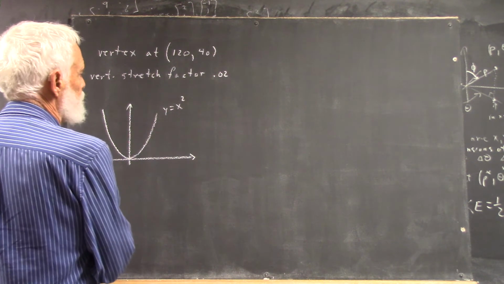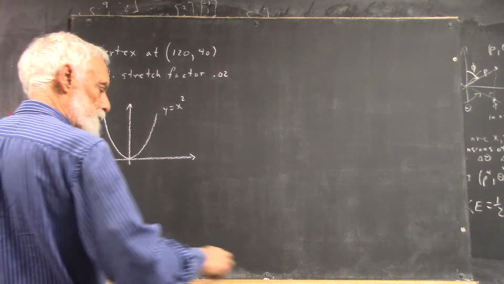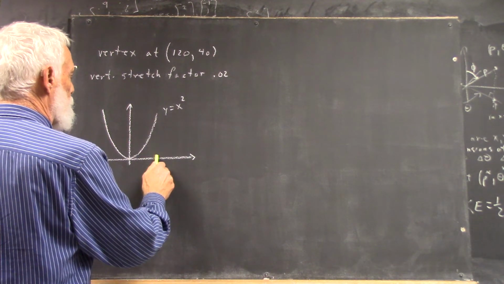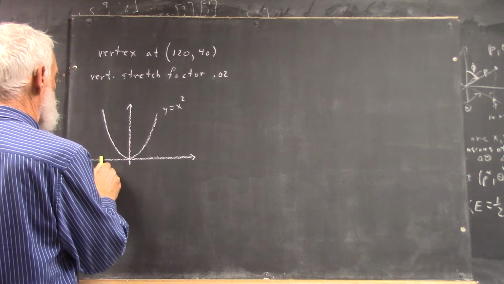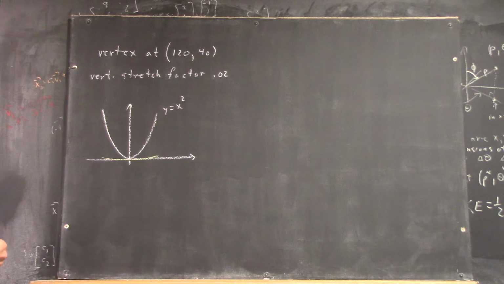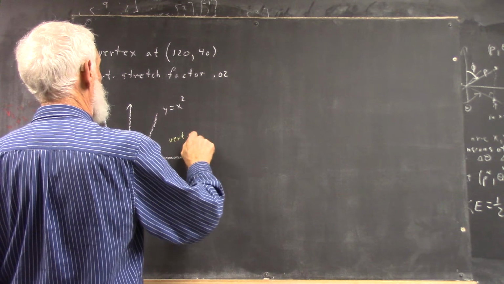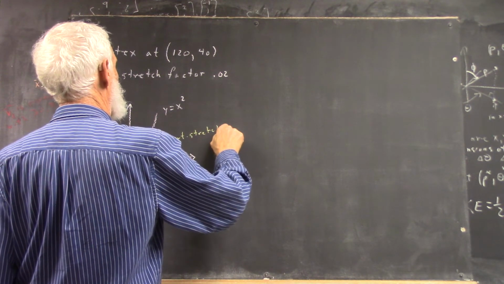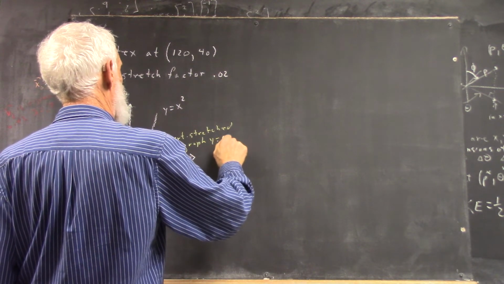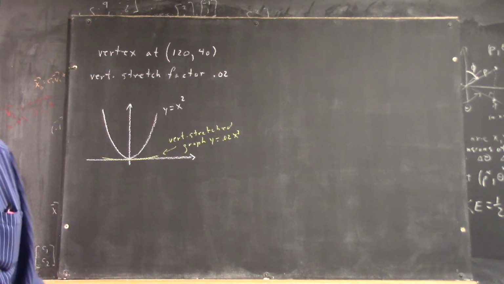So your vertically stretched graph, whatever this y-coordinate is, is going to become 1/50 of what it is, and it's almost going to look like a straight line down here, right? So your vertically stretched graph is y equals 0.02 x squared, okay?